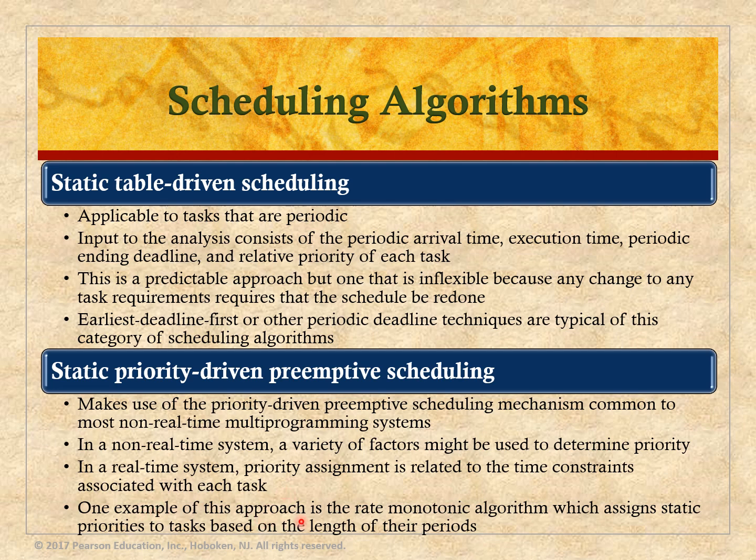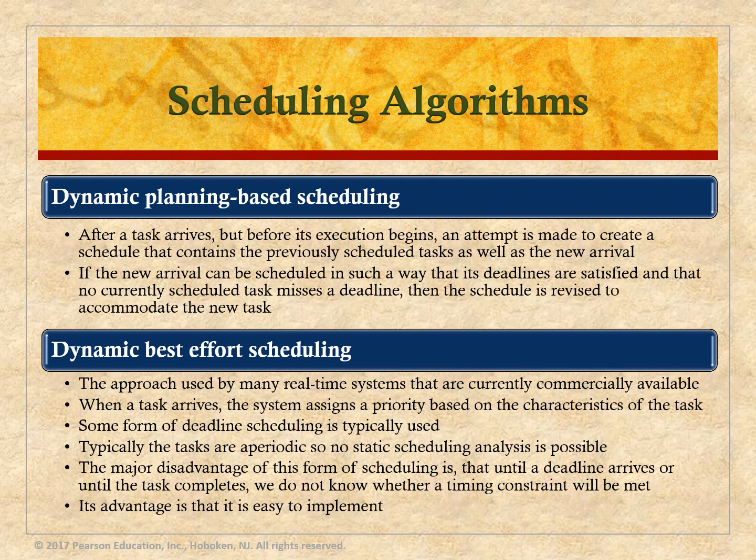One example of this approach is the rate monotonic algorithm, which assigns static priorities to tasks based on the length of their periods. So if the process or task has a longer period, it will have lower priority. Okay, so these are the dynamic scheduling algorithms.